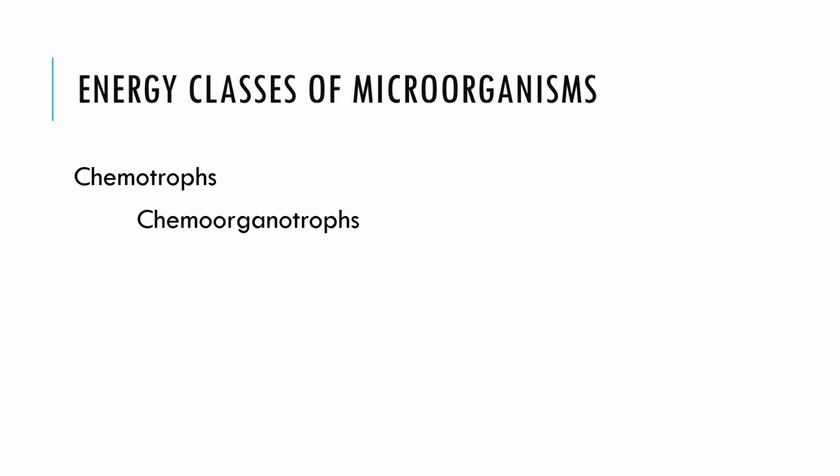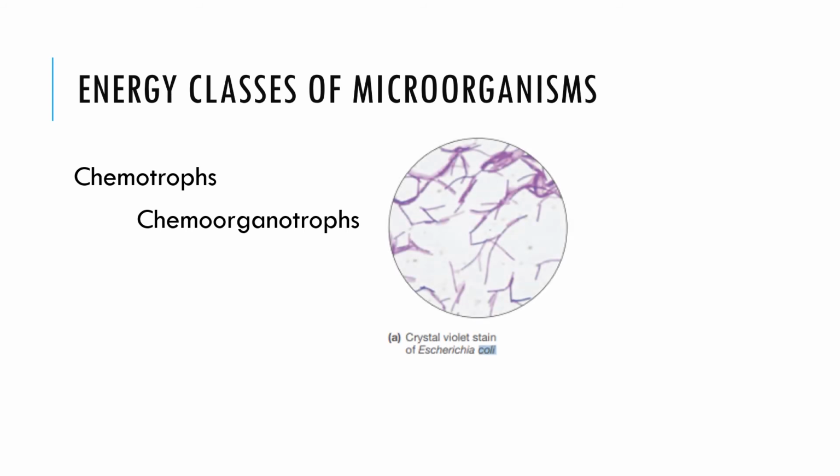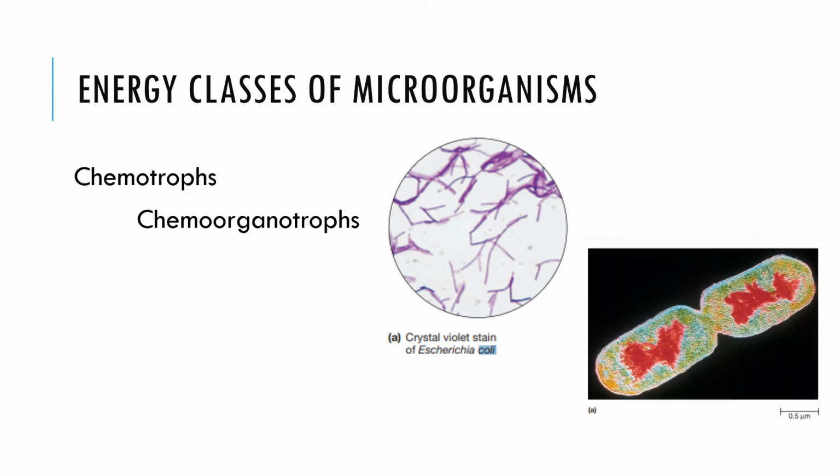A wide variety of organic compounds can be catabolized during chemoorganotrophic metabolism, and some of the energy released during their oxidation is conserved in the energy-rich bonds of adenosine triphosphate, or ATP, the cell's energy currency, or related energy-rich compounds. The picture shows the crystal violet stain of Escherichia coli and an E. coli observed using a transmission electron micrograph.